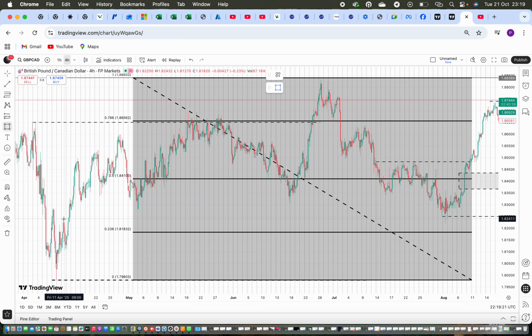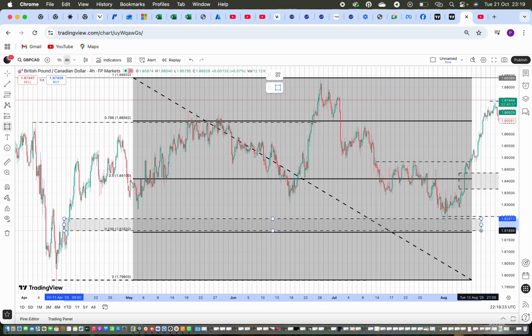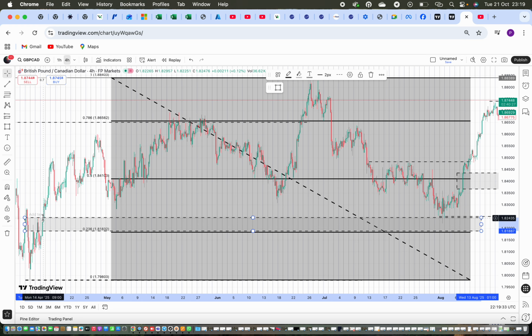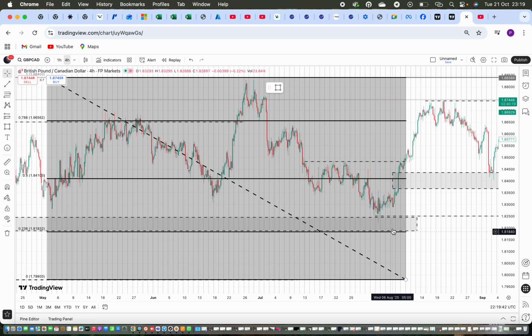Let's expand. What do we see here? This is where the price actually taps in. All right, but we have a breaker block here. Notice this was a breaker block. All right, these were the last candle that created this movement. Now price have to come back and tap into that breaker block.